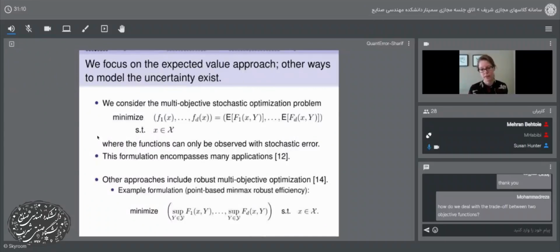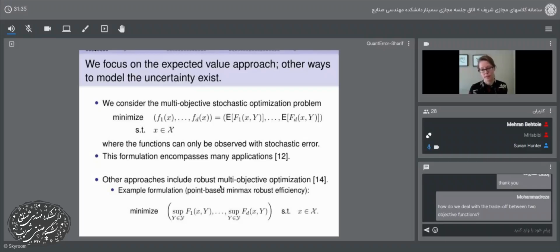So we're going to focus on an approach that I'm going to call the expected value approach, which means that we're going to consider the multi-objective stochastic optimization problem, where we have a vector of objectives, f1 of x all the way up to fd of x, where we're taking the expected value of these random functions, and they're vector valued.